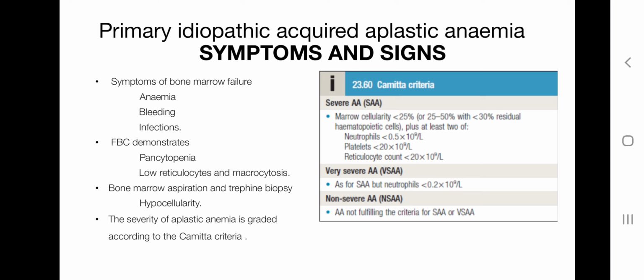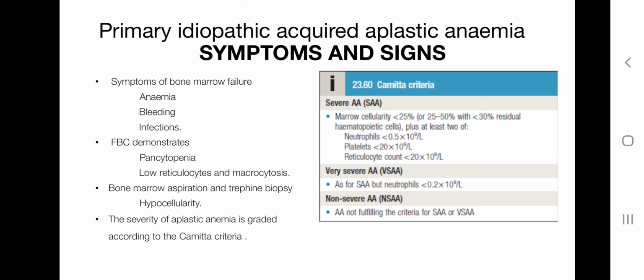The full blood count would demonstrate pancytopenia with a low reticulocyte count. So a pancytopenia with a low reticulocyte count indicates aplastic anemia, or a hypoplasia of the bone marrow, or a hypofunctioning bone marrow, with macrocytosis. And when you do a bone marrow aspiration or a trephine biopsy, there will be hypocellularity and possibly a dry tap because of the low cellularity of the bone marrow.